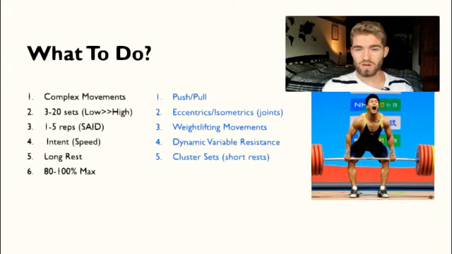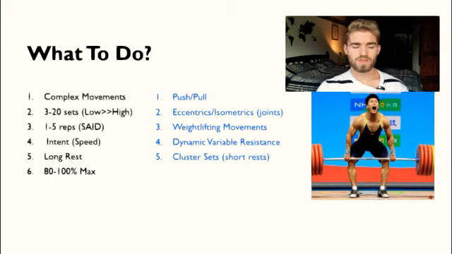With the reps, you want to keep the reps low. So here I've written the SAID principle, which is specific adaptation to imposed demands. If I'm trying to specifically adapt to lifting a heavy weight, that means I have to lift heavy weights. So I can't lift really, really heavy weights loads of times. That means I have to keep the reps low, and that's where this comes in. Low reps, high sets. That's where you get the volume in.